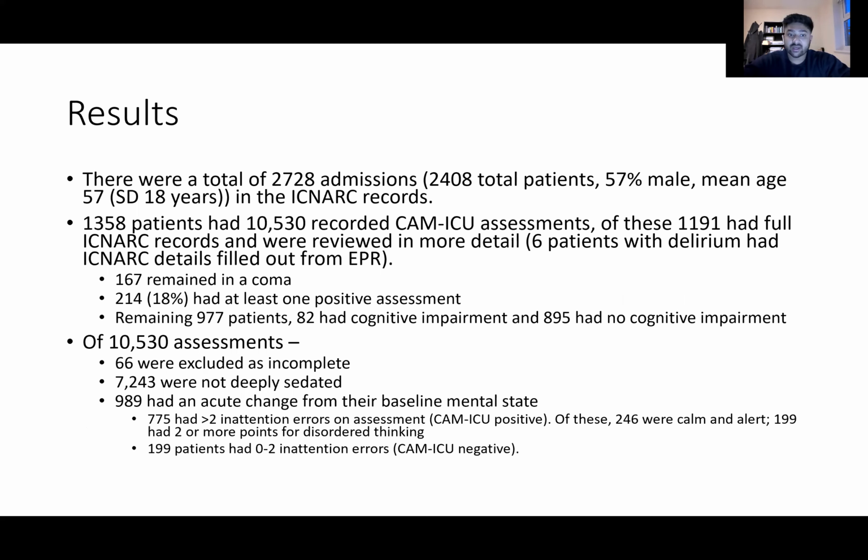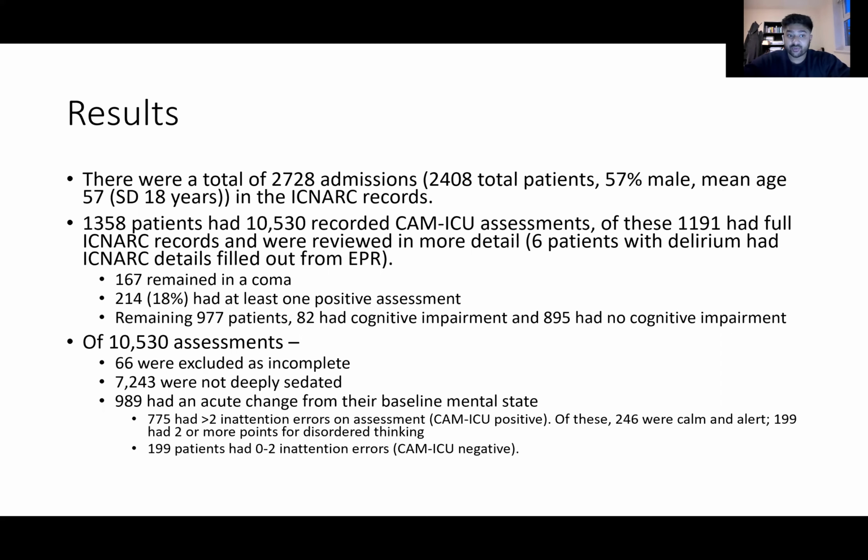There were 10,500 assessments throughout that whole year, and that involved 1,358 patients. So there were a number of patients that did not have any CAM ICU assessments. This could be due to several reasons, including a very short stay where they had unfortunately passed away, or they may have been admitted to the neurosciences unit where it's not common to perform the CAM ICU assessments, compared to the general ICU where that's a regular practice. That's an 8-bedded unit where that might not have occurred on a regular basis.